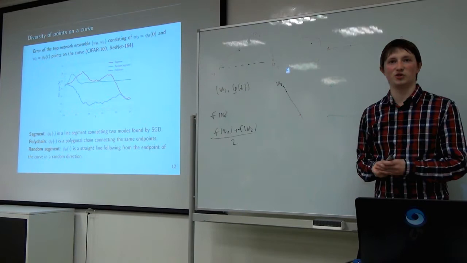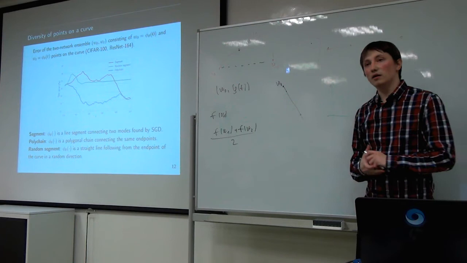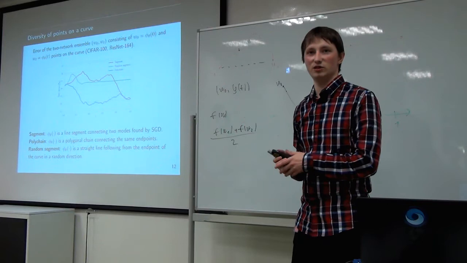And why don't you just draw the second neural network, phi of t? Why do you draw exactly the ensemble? Okay, you propose to draw the error of phi of t. Yes. But it's quite a different thing.